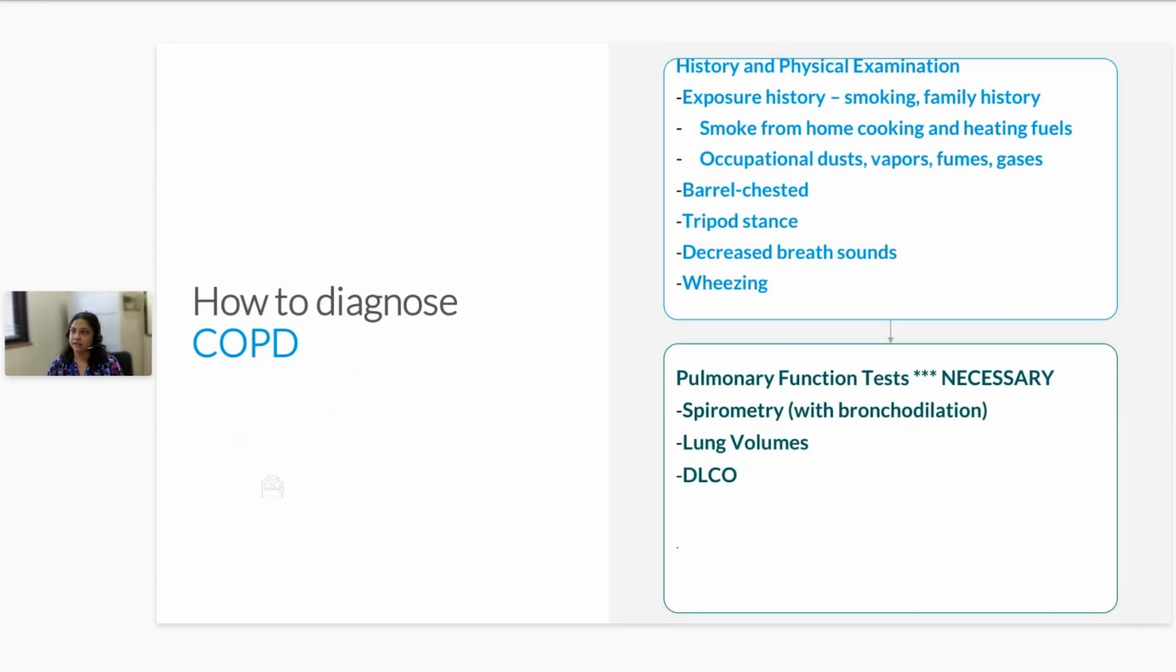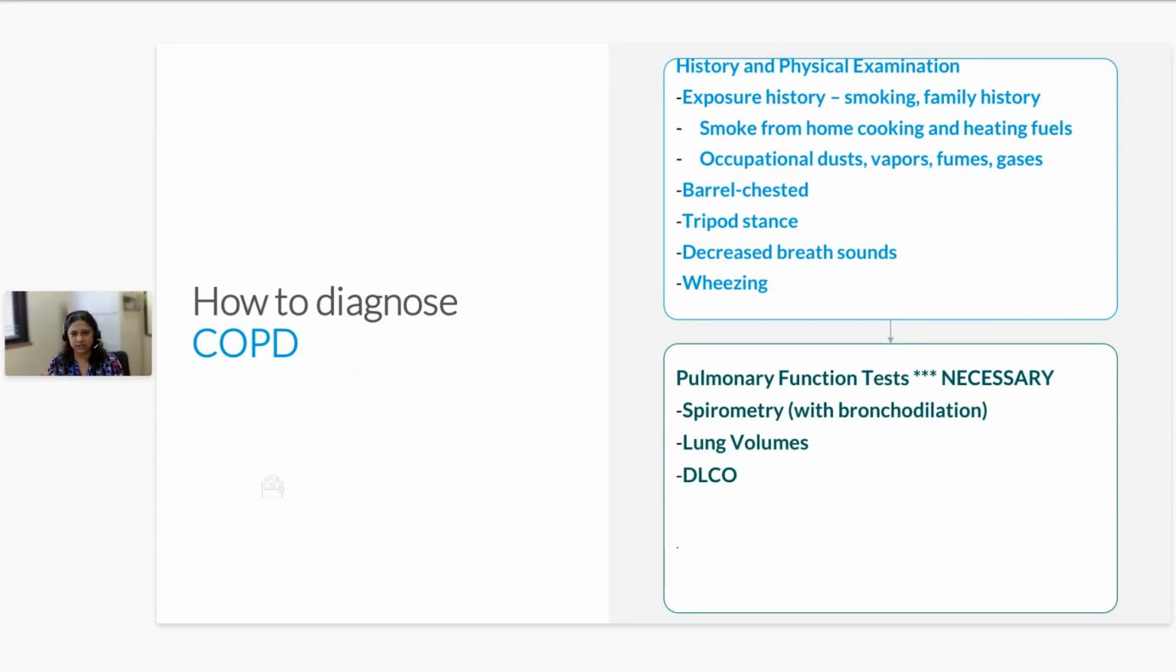Occupational dusts, vapors, fumes, gases. That's why it's important to take an occupational history as well as an environmental history. On exam, you might see somebody who is barrel chested, really with hyperinflation of their lungs. They might have this tripod stance where they're leaning over to sort of put their respiratory muscles in the most advantageous way to breathe and take deep breaths using their accessory muscles.